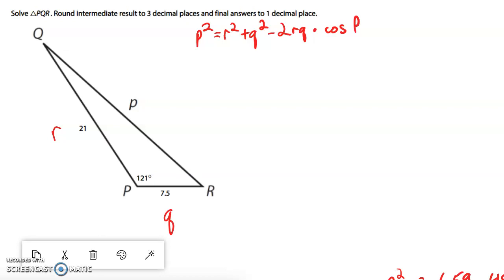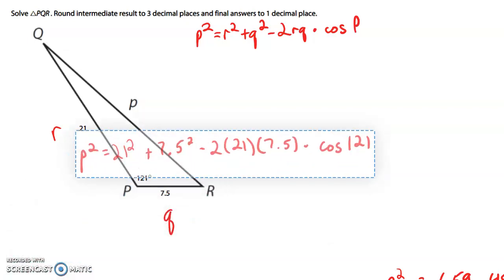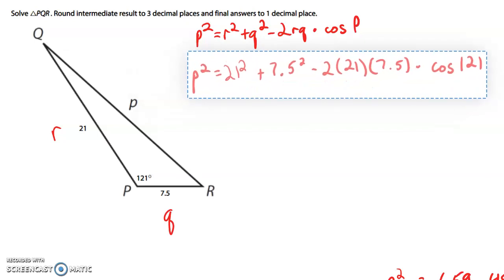So for this problem, we want to solve triangle PQR, rounding intermediate results to 3 decimal places, and final answers to 1 decimal place. So there is your Law of Cosines equation you're going to use. Remember that lowercase letters are opposite of the uppercase angle measurements. So here's what it would look like, the next line of your equation.